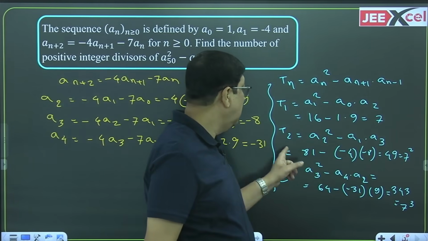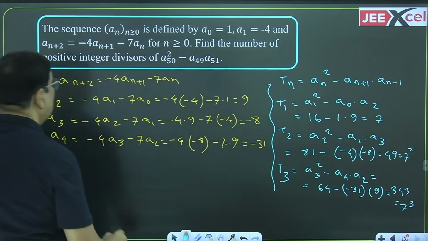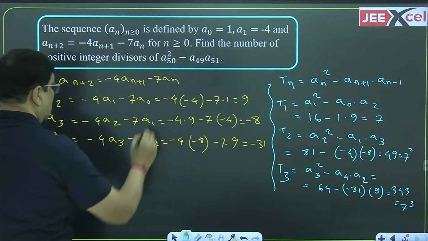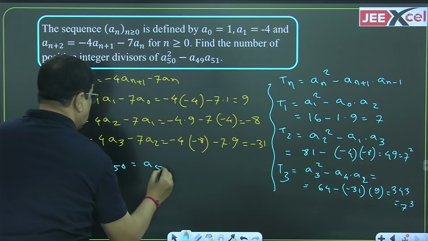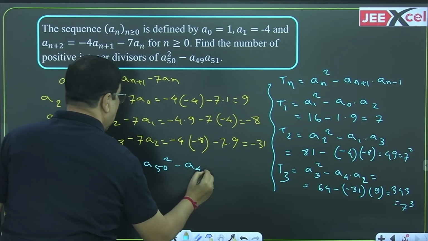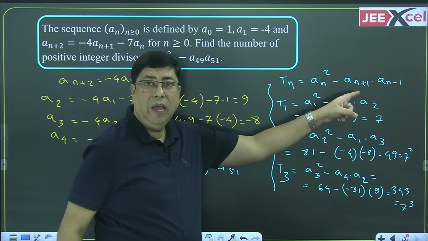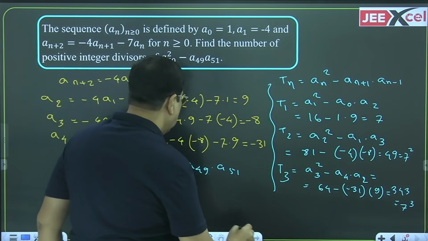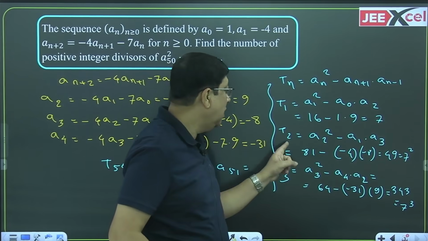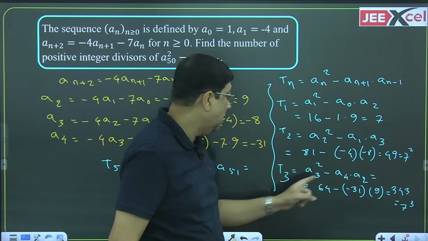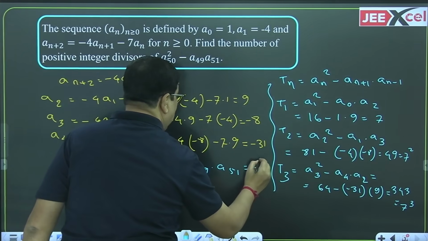T1 is 7, T2 is 7 square, T3 is 7 cube. So our target is T50. T50 is a50 square minus a49 into a51, because I am putting n equal to 50 here. So what should it be? T1 is 7 to the power 1, T2 is 7 to the power 2, T3 is 7 to the power 3. So obviously T50 is 7 to the power 50.